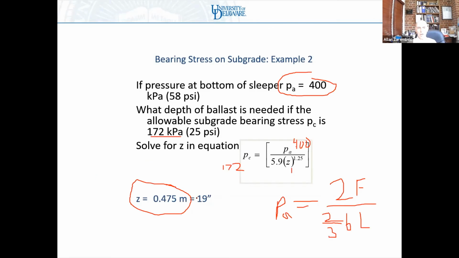Any other questions on this? It's a pretty straightforward formula. Oh, one other problem.